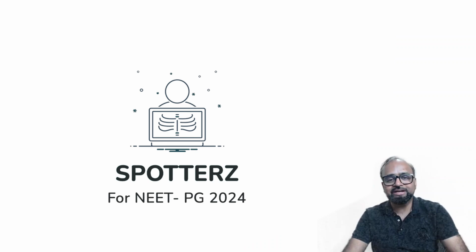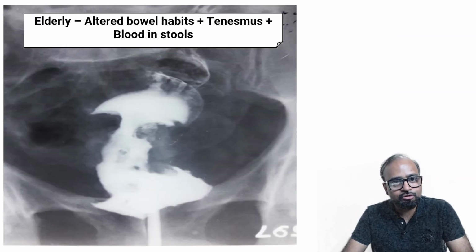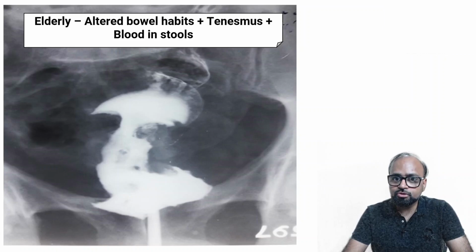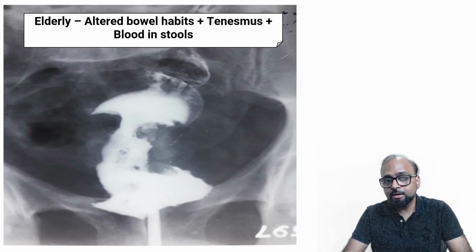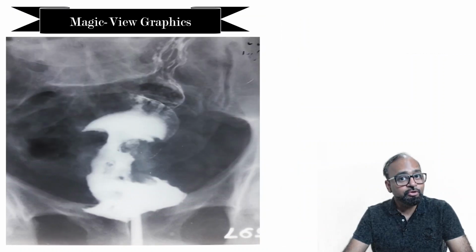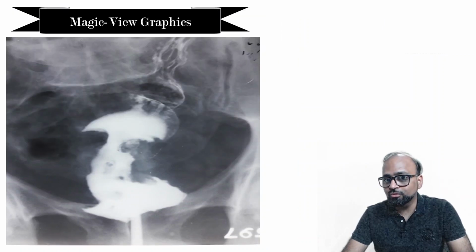So let us jump right into the first such image that I want you to see and know for your exam. Now this was an elderly patient who came with altered bowel habits, tenesmus and blood in stools. What do you see here? This is a barium enema image. Now let us look at the findings in this particular image. We are going to take the help of Magic View graphics here.